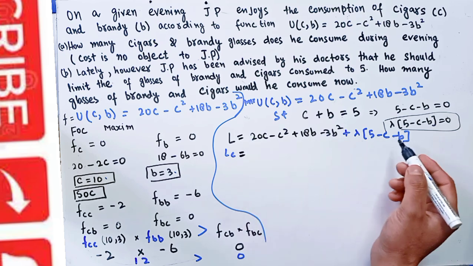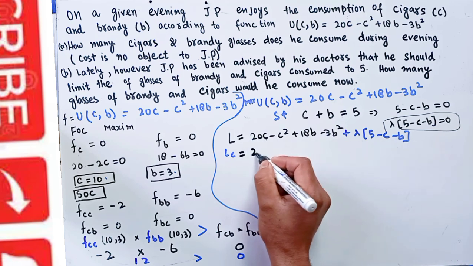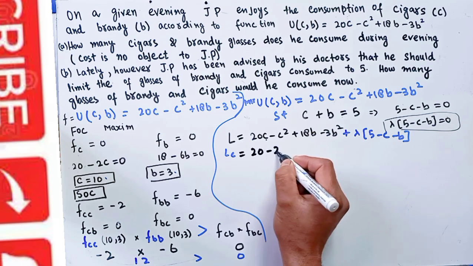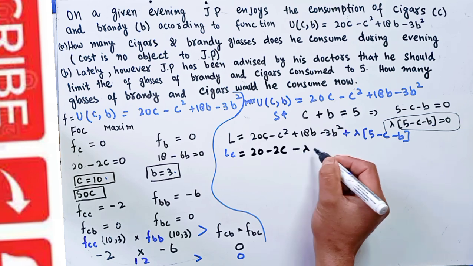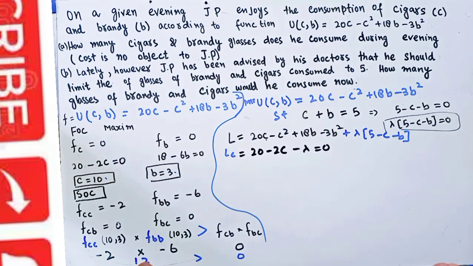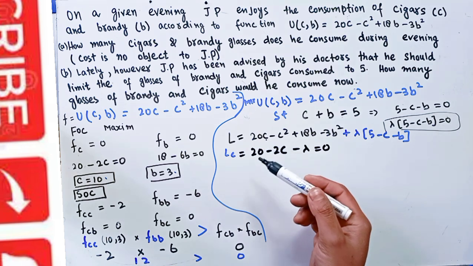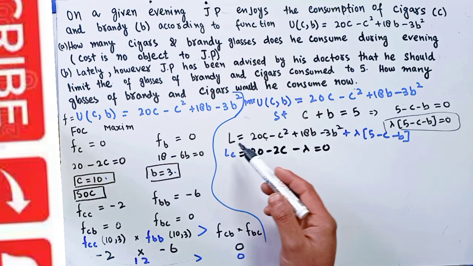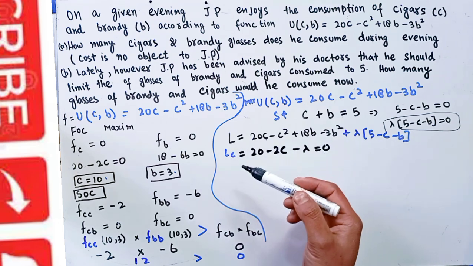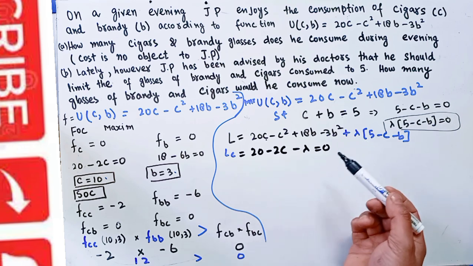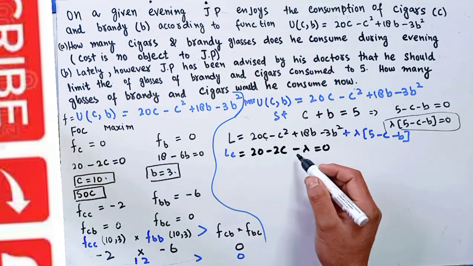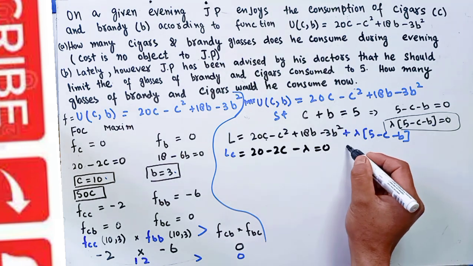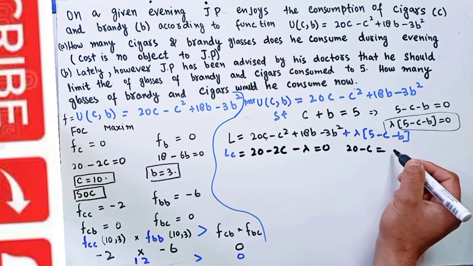Differentiating the Lagrange function, the derivative of c is 1, so you are left with 20, the derivative of c squared is minus 2c, and here the derivative of c is minus 1, so we'll be left with minus lambda, and we set it equal to 0. I repeat, to find out the optimal bundles of cigars and brandy he will consume, we partially differentiate the given Lagrange function with respect to cigars, brandy and lambda and set them equal to 0 simultaneously to find out the optimal bundle. So when I set it equal to 0, it implies 20 minus c is equal to lambda.